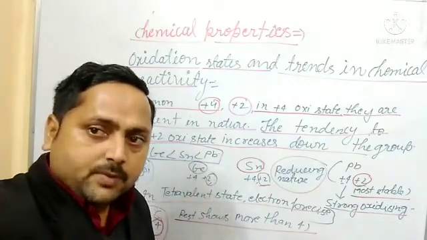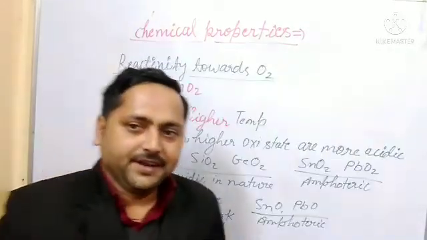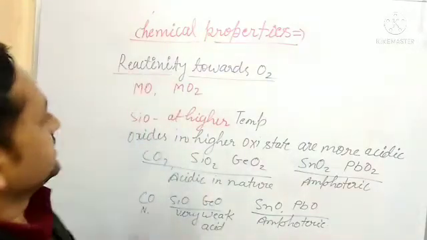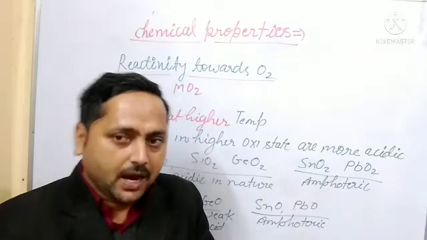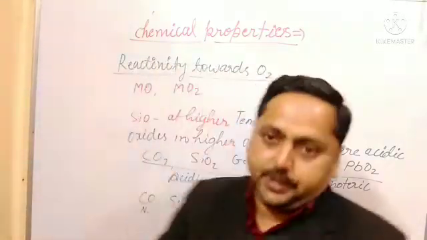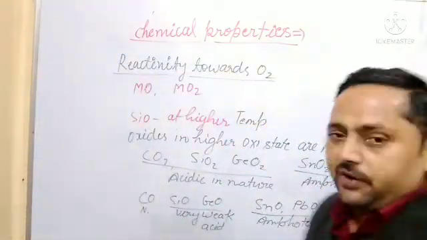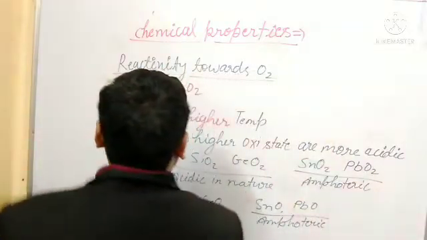Okay students, the next property is reactivity towards oxygen. Group 14 elements have 4 electrons in the outermost shell and they form 2 types of oxide, MO and MO2.